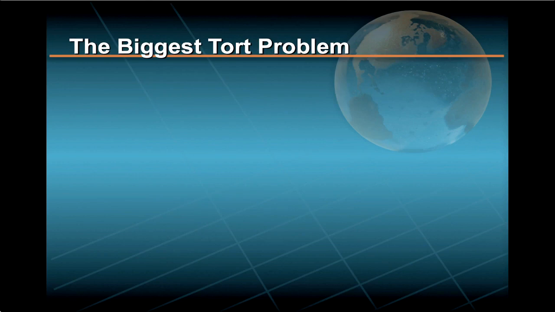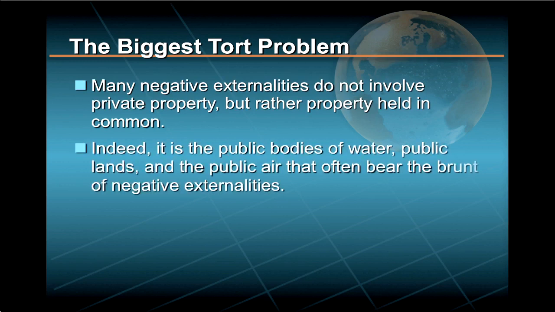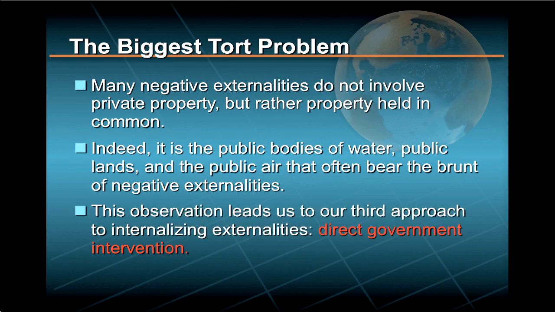But these obstacles notwithstanding, there is an even larger problem with the tort system. Many negative externalities do not involve private property, but rather property held in common. Indeed, it is the public bodies of water, public lands, and the public air that often bear the brunt of negative externalities. This observation leads us to our third approach to internalizing externalities: direct government intervention.